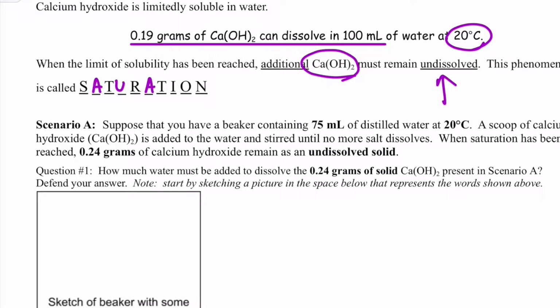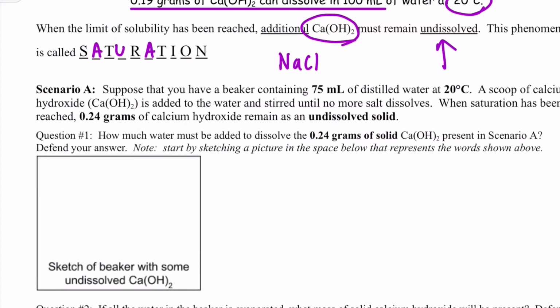A solution is saturated when it has dissolved as much of the salt as possible. The saturation point for various salts will differ depending upon its solubility. So a really highly soluble salt like sodium chloride will have a large amount that you can dissolve in water, and so the saturation point will be higher than something that has lower solubility. We can do mathematics with this number. We're going to do that in scenario A.